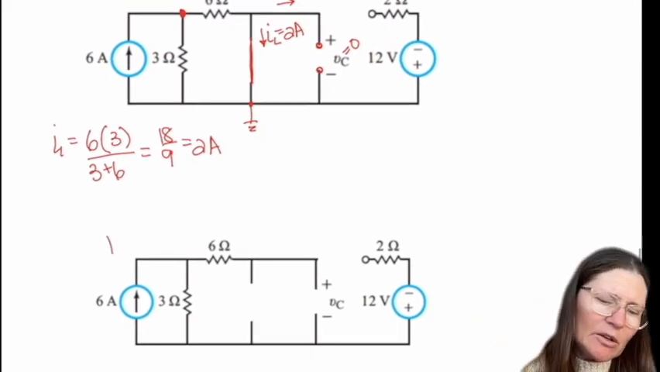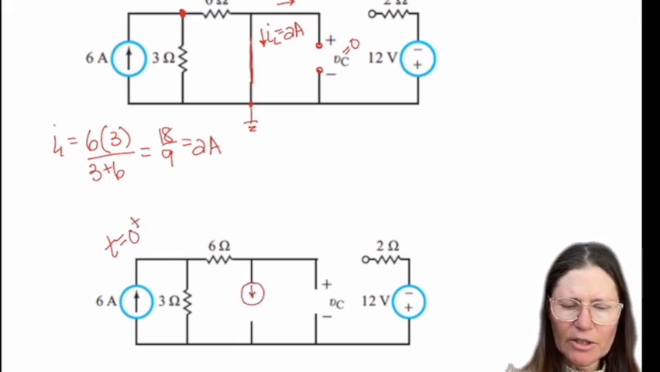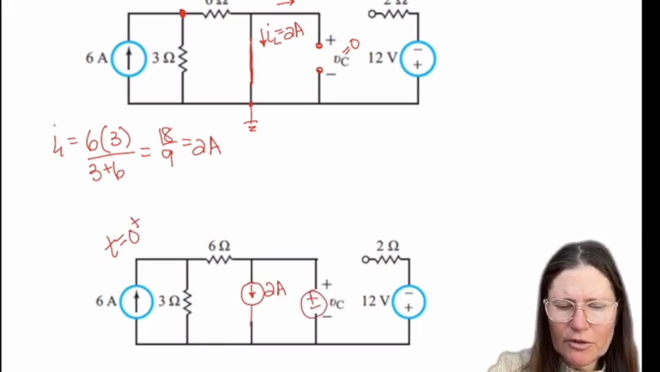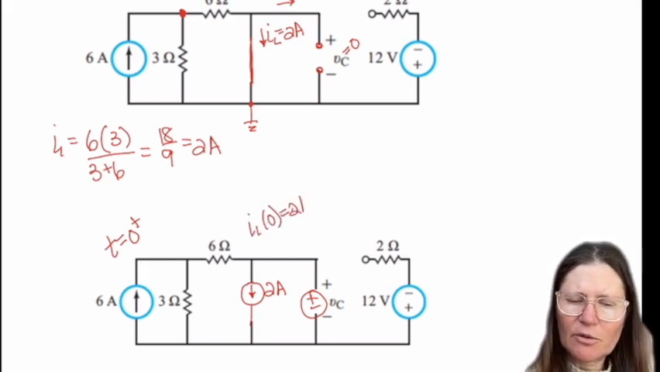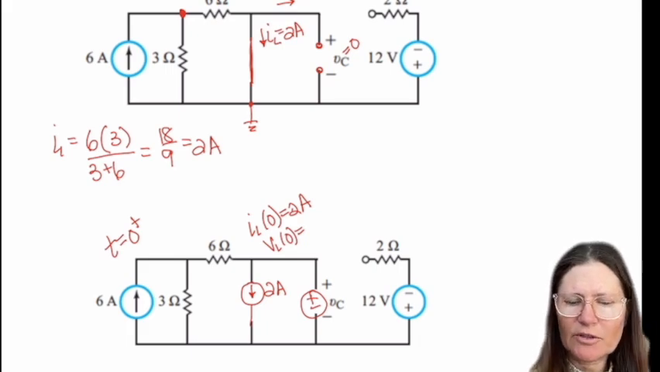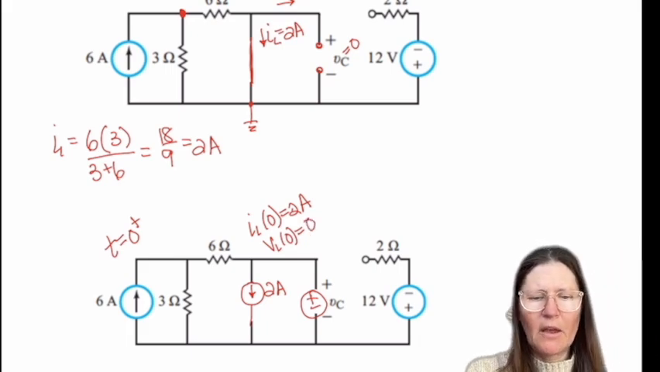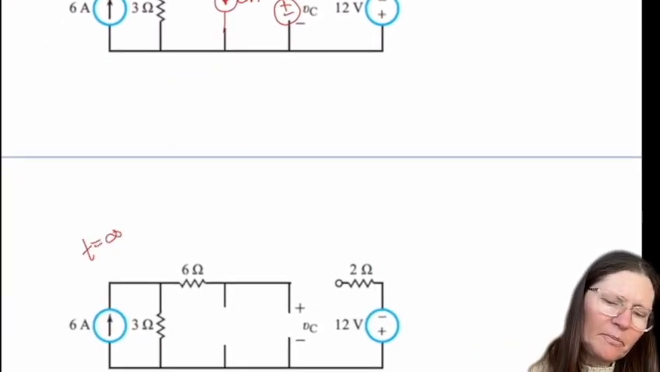So at t equals 0 plus, you're going to have this current source, the direction going down of 2 amps, and a voltage source. So IL of 0 will stay the same, 2 amps, and VL of 0 is in parallel to this VC, which is going to be also 0. So our last stage is infinity.